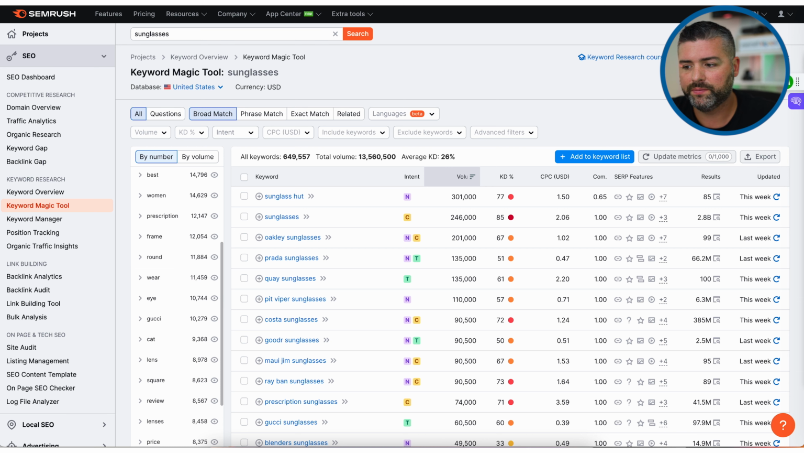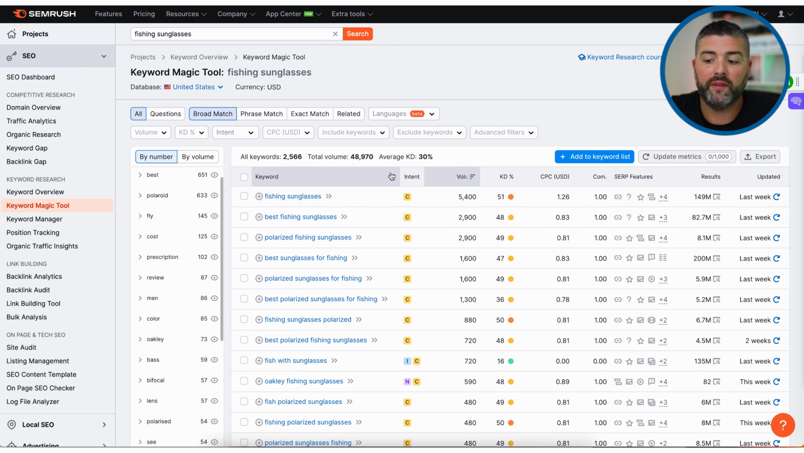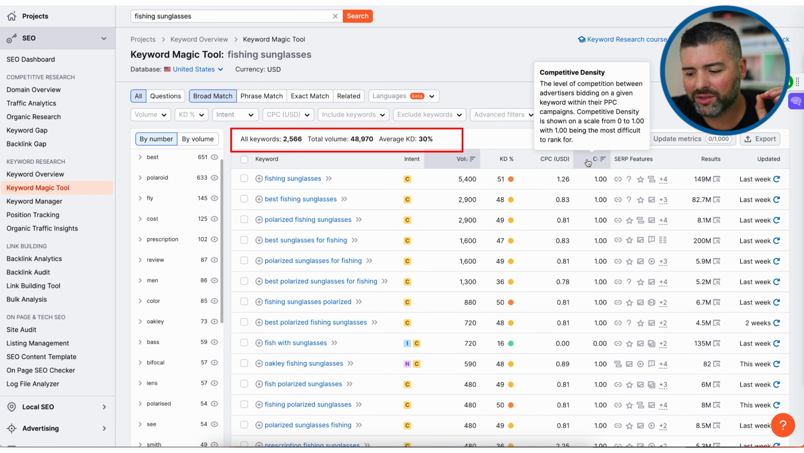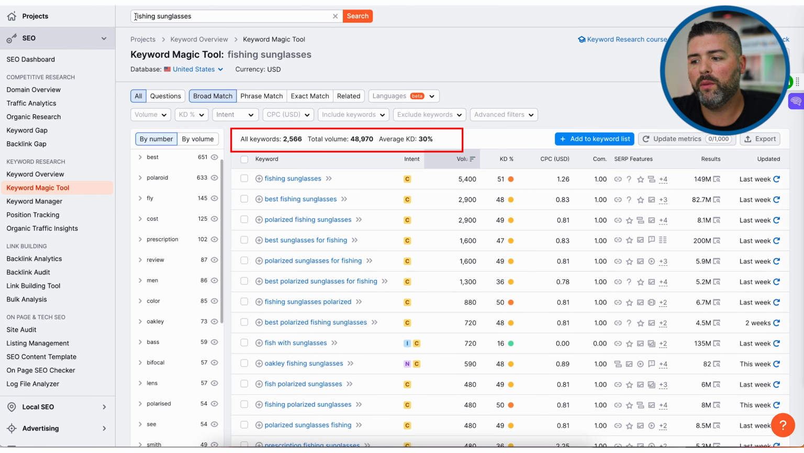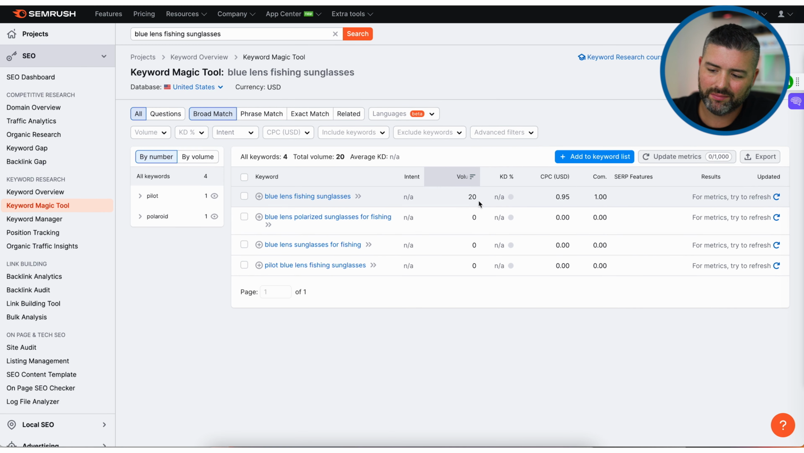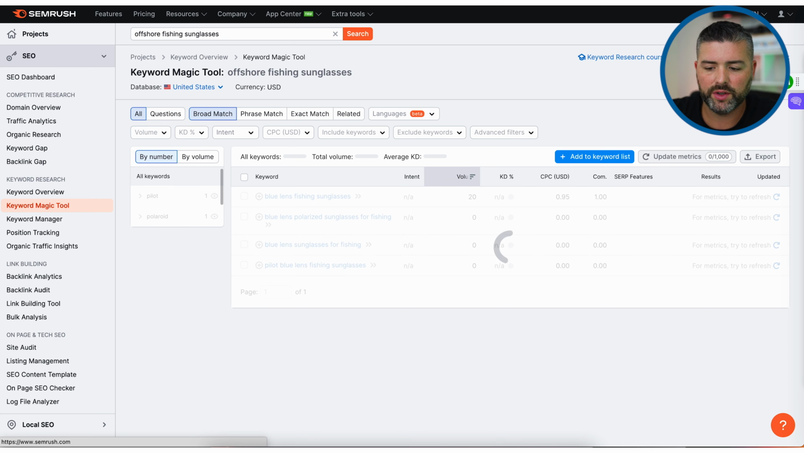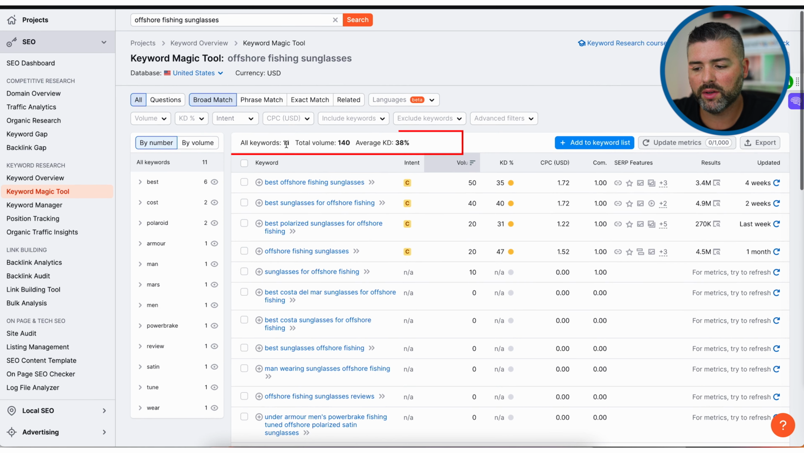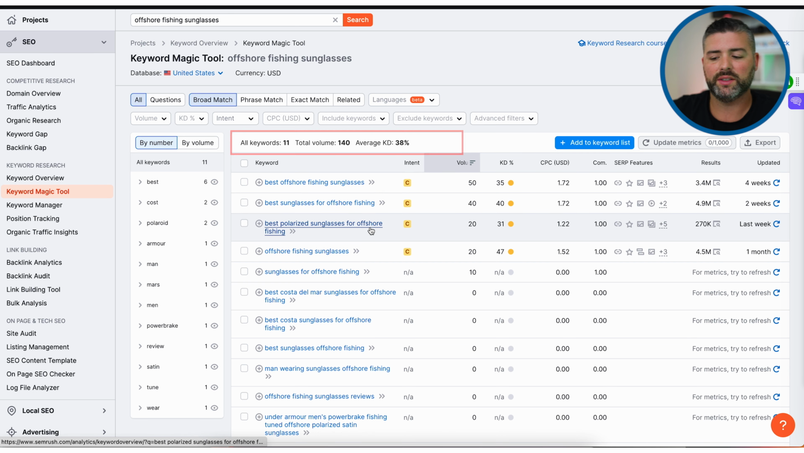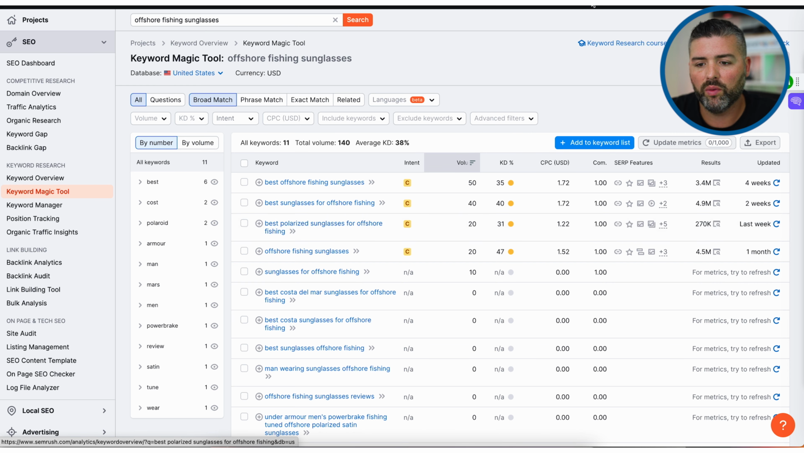We're now looking to incorporate long tail keywords that are so specific to our product. So for example, let's go with fishing sunglasses. We now have 50,000 search volume across 2,500 keywords, still super broad. How about blue lens fishing glasses? Failed on that one. We only have 20. How about offshore fishing sunglasses? 140 across 11 keywords. Best offshore fishing glasses, best sunglasses for offshore fishing, best polarized sunglasses. Those are those long tail keywords that are going to work really well for you.